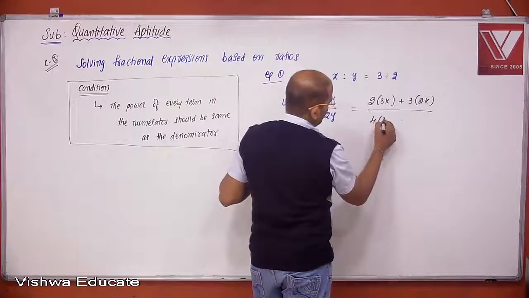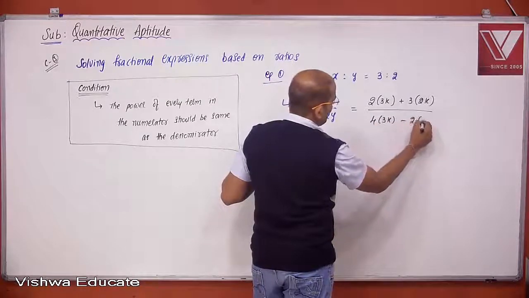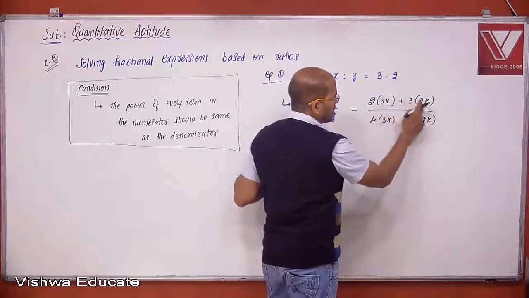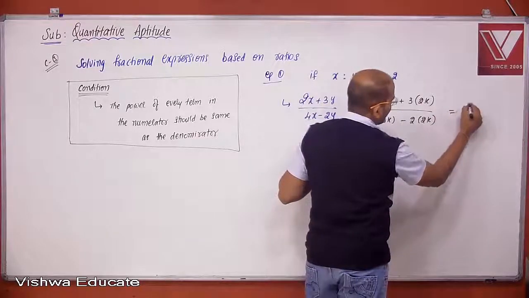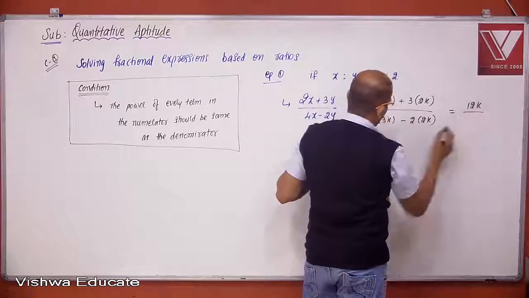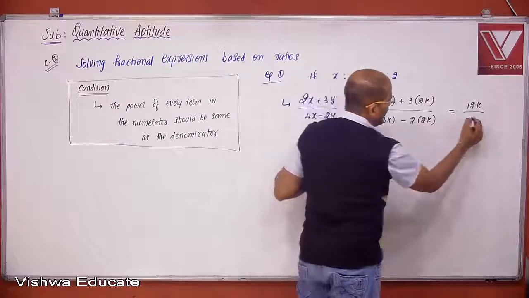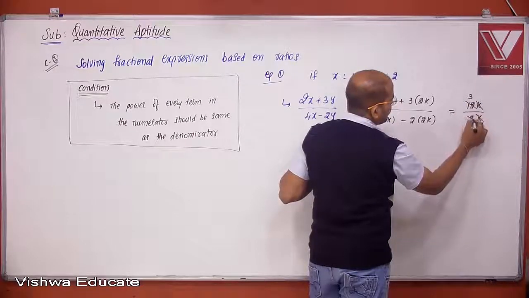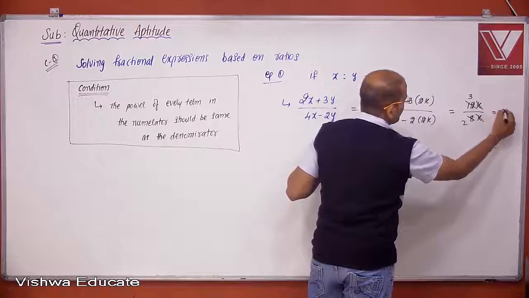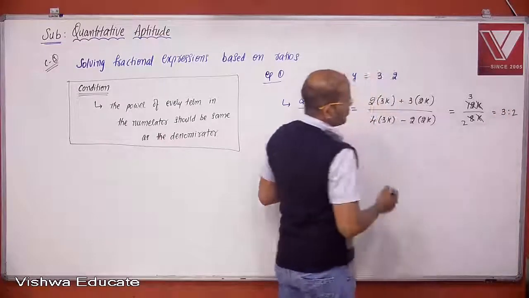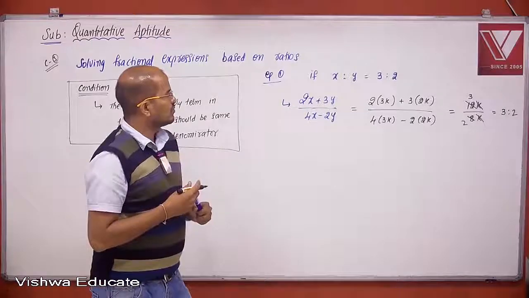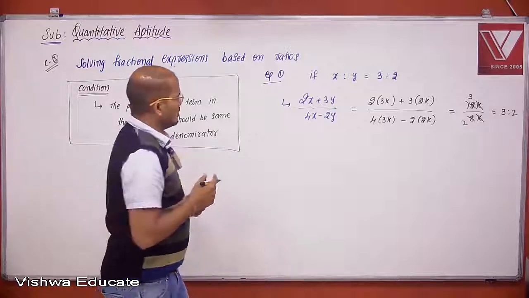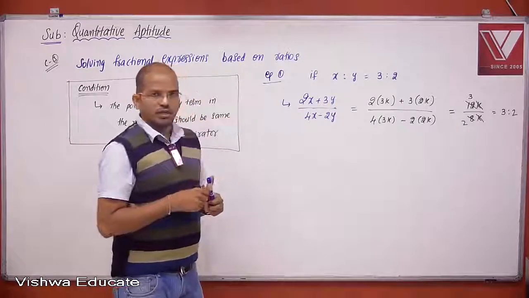So 2 times 3k is 6k, plus 3 times 2k is 6k, which would be 12k. Then 12k minus 4k would be 8k. So k and k get minimized. 4 threes and 4 twos. So the answer would be 3 is to 2. Yes, that is one way of solving it, the easiest way.